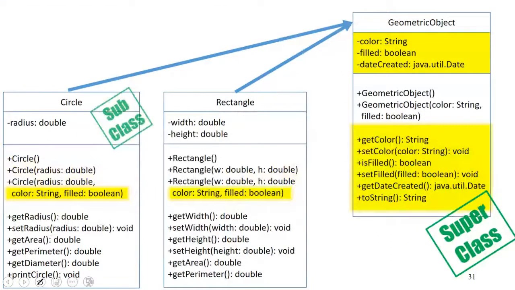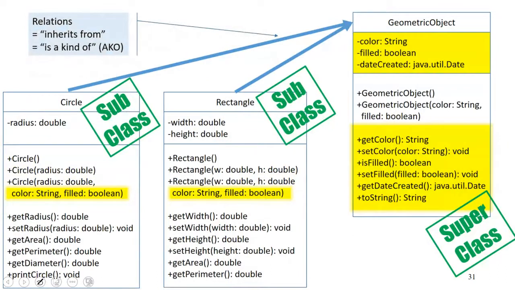And we could call that superclass geometric object. So there we go. We have one more class added to the mix. We are going to refer to it as superclass of rectangle and circle. Reciprocally, circle is going to be a subclass of geometric object. Rectangle will be a subclass also of geometric object.